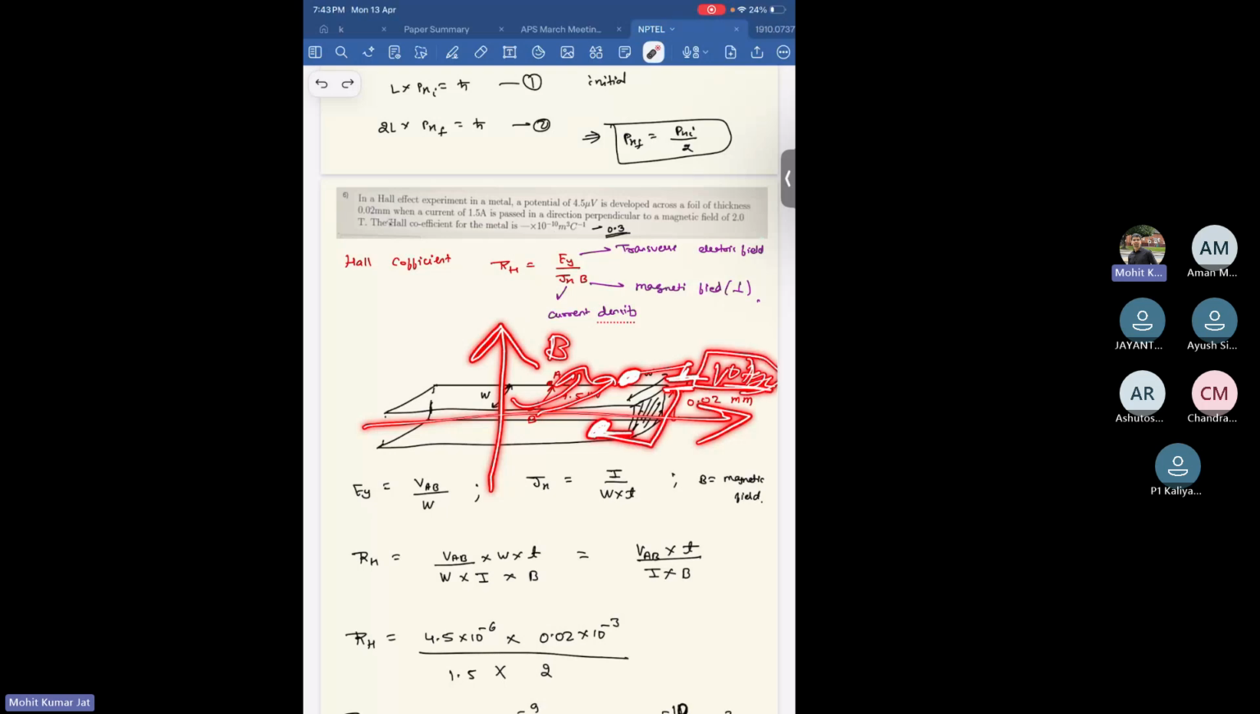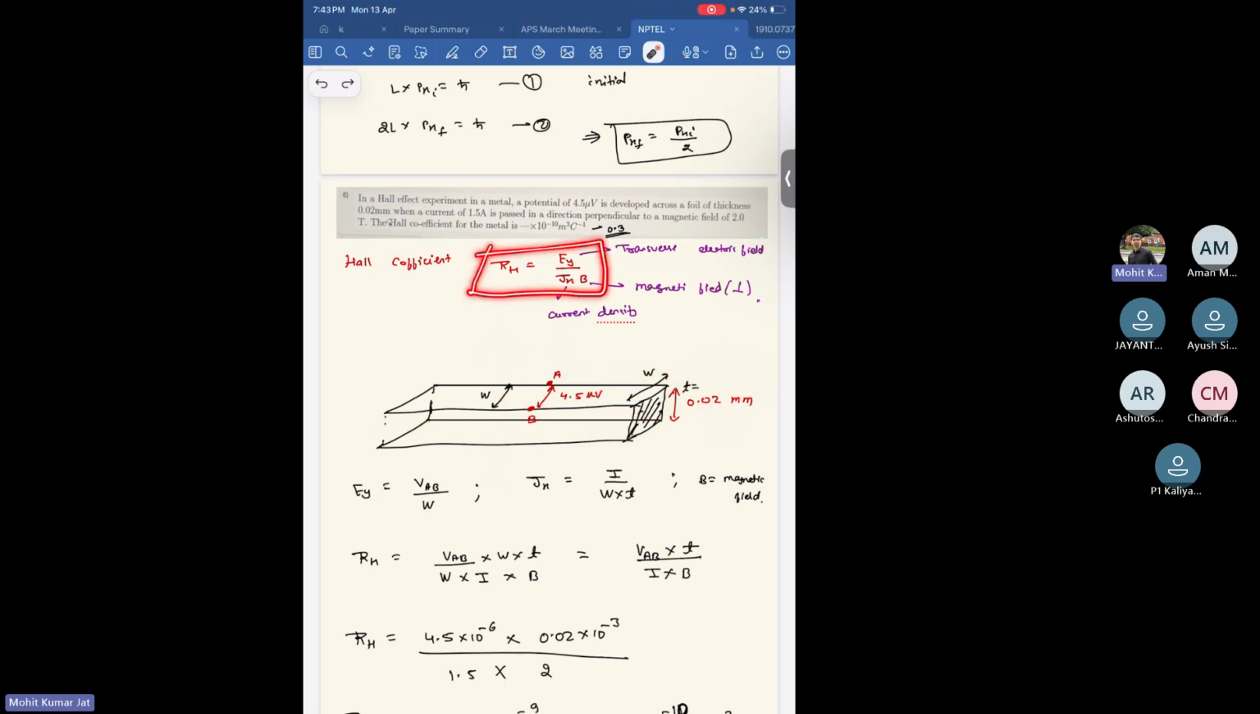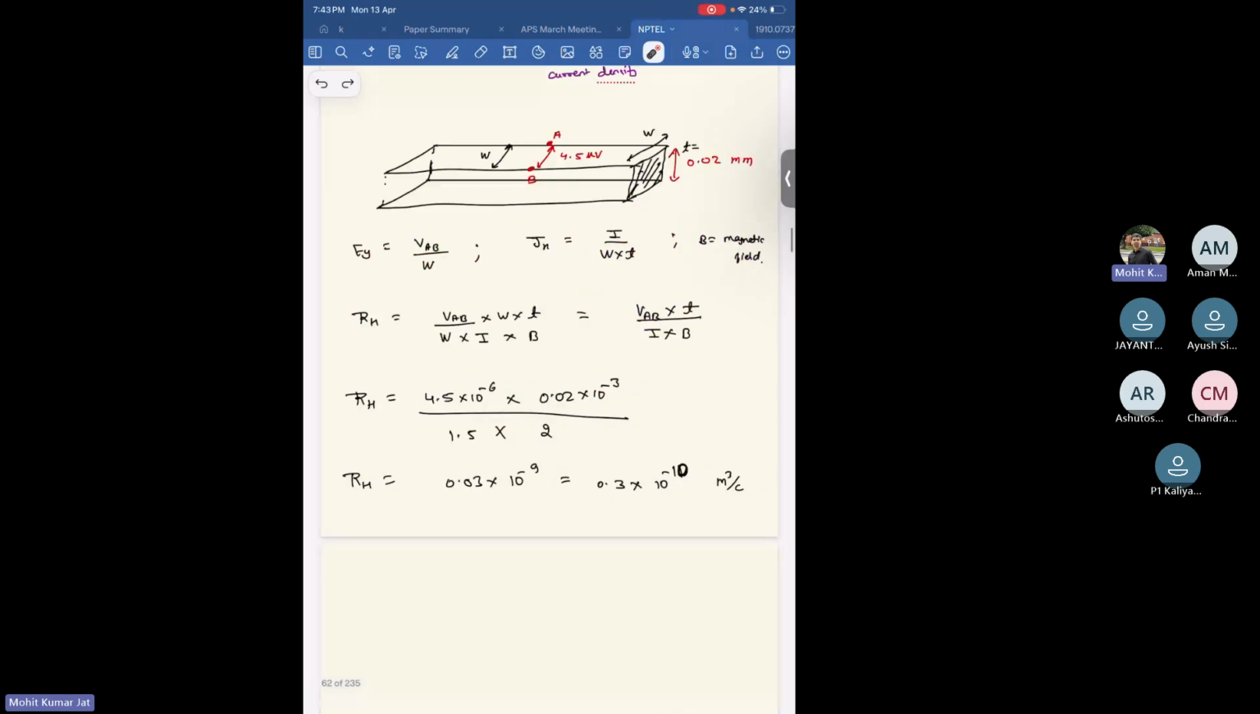And that voltage is actually the Hall voltage, and R_H, which is the Hall coefficient, is equal to E_y, the electric field in this direction, over J_x, the current density in this direction, times B, the magnetic field. That's how you calculate it. And for the given carrier density, you can calculate R_H easily like this.